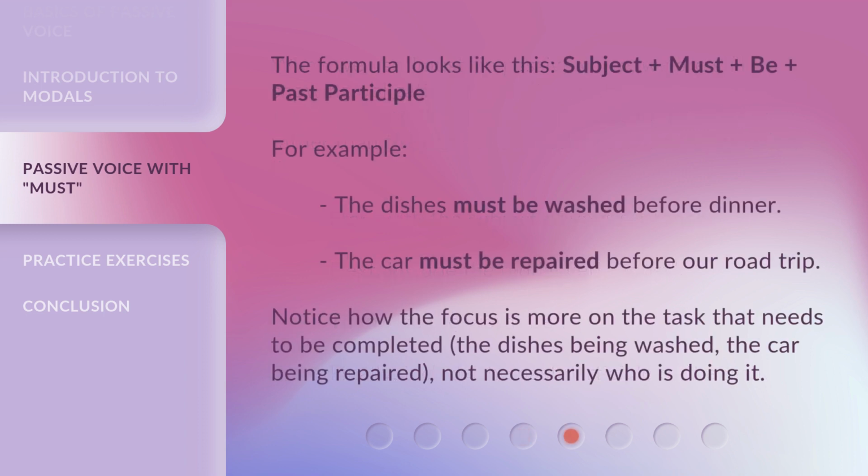The formula looks like this: subject plus must plus be plus past participle. For example, the dishes must be washed before dinner. The car must be repaired before our road trip. Notice how the focus is more on the task that needs to be completed, the dishes being washed, the car being repaired, not necessarily who is doing it.